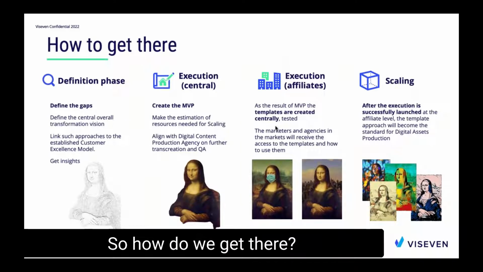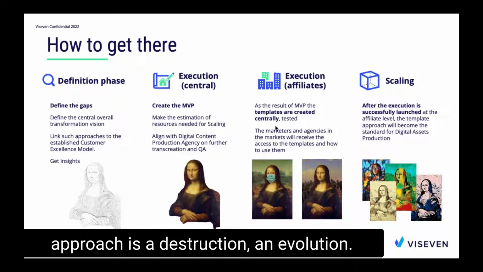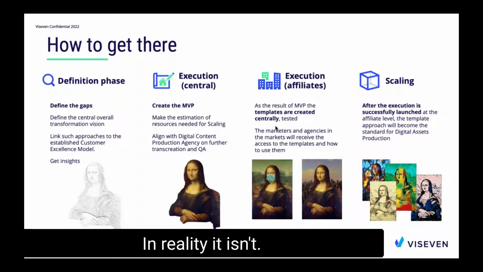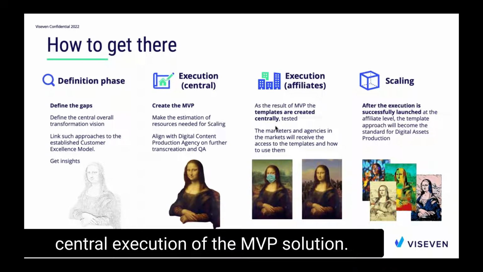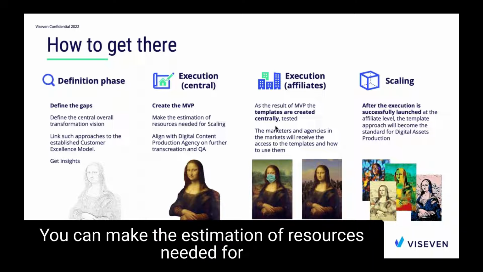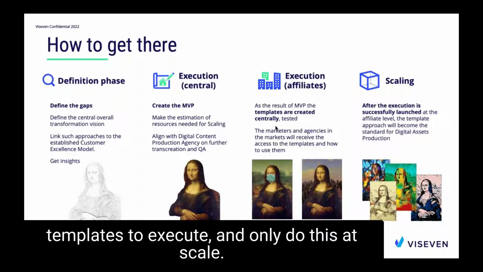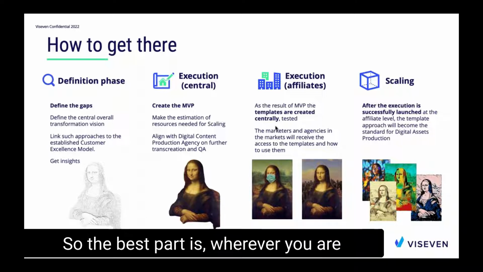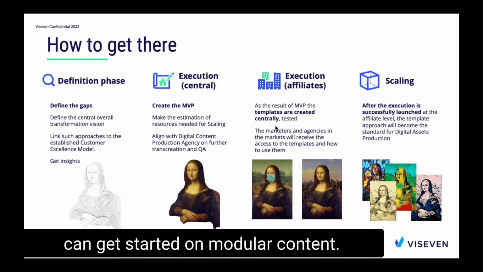So how do we get there? Many people somehow think the adaptive modular approach is a disruption, an evolution. In reality, it isn't. That would be kind of crazy, right? In Viseven, we facilitate projects. There is a definition stage, followed by central execution of the MVP solution. You can make the estimation of resources needed for scaling in the future, align with content agencies, create templates to execute, and only do this at scale. So the best part is wherever you are in your stage of your digital transformation, you can get started on modular content. Don't be scared of it.